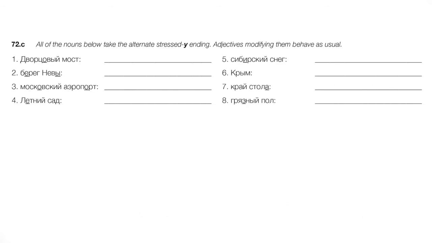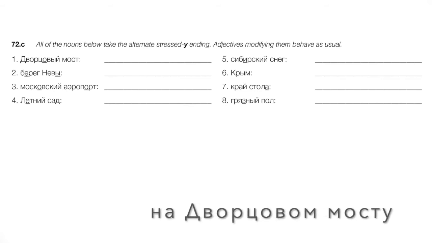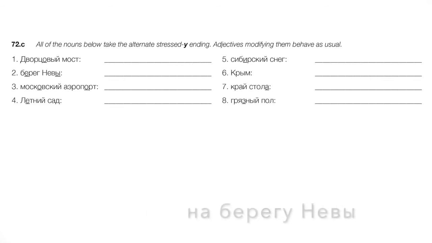Now we have a few nouns here that take that alternate stressed u ending. We really need to watch out for that. Now, again, keep in mind that this only happens with masculine nouns, and there aren't just a whole lot of these. So this is a fairly limited thing, but it's also quite important. So most is one of those, bridge. So on the palace bridge would be na Dvortsovom mostu. On the shore of the Neva, na beregu Nevy. In a Moscow airport, v Moskovskom aeroportu, right?